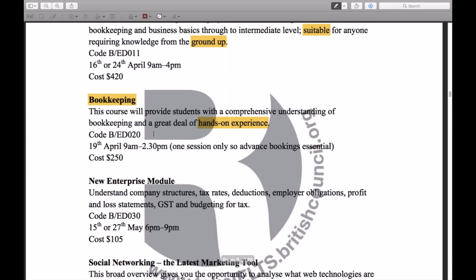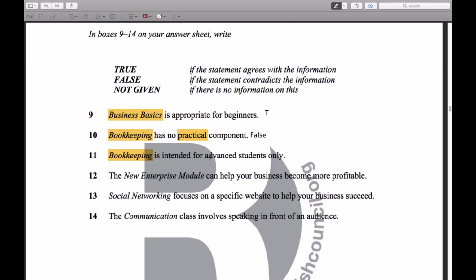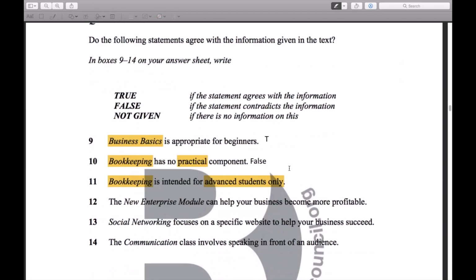Bookkeeping again is intended for advanced students only. Did it mention? We were just reading it. With a comprehensive understanding of bookkeeping and a great deal of advanced hands-on experience. Code is something, date is something, one session only, so advanced booking essential, cost $250. Right. So they have only asked that question because they wanted to confuse you with the word advanced here. But in actual fact, the question is asking, is it intended for advanced students only? And no, there is no mention about it, if it's intermediate or advanced or beginner. So when there's no mention about something, you write not given.